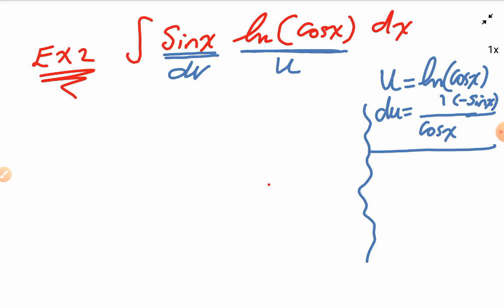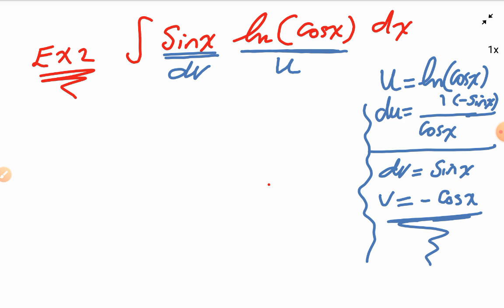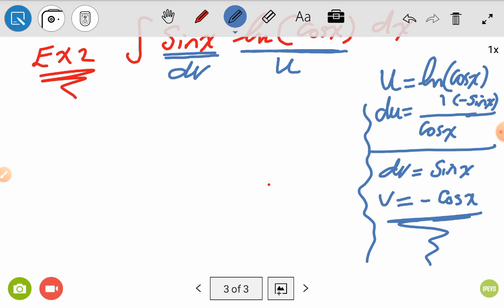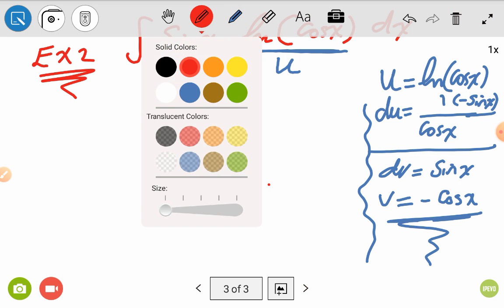The second part is dv, right? The dv will be sine x, and here the integral of v is equal to the integral of sine, which is so easy, is negative cosine x, right? Is negative cosine x. Okay, then we would like to complete our answer.